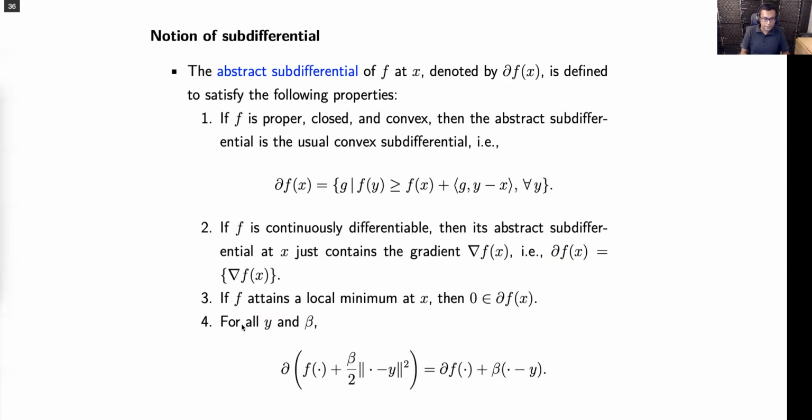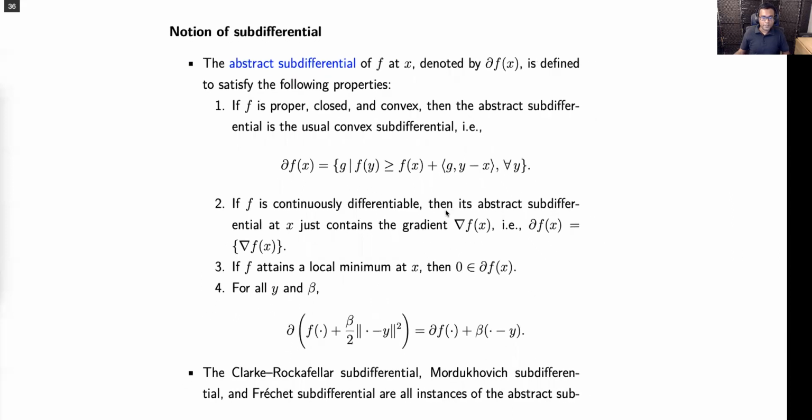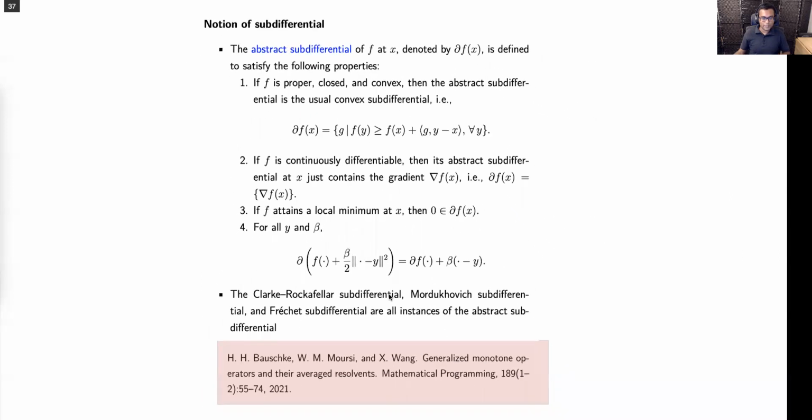Finally, we have this technical condition that for all y, which is a vector, and for all beta, which is a scalar, the abstract subdifferential is going to satisfy this property. It turns out that pretty much all the different notions of non-convex subdifferential that we have, such as the Clarke-Rockafellar subdifferential, Mordukhovich subdifferential, and Frechet subdifferential, are all instances of this abstract subdifferential. And one note here is that the notion of abstract subdifferential is due to Bauschke, Moursi, and Wang from this paper.